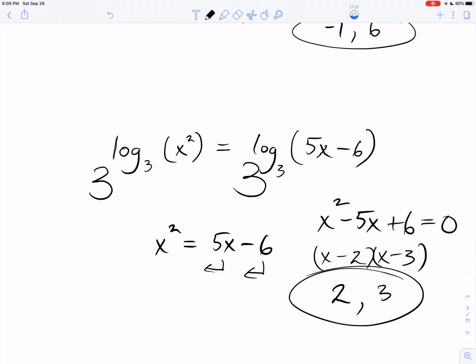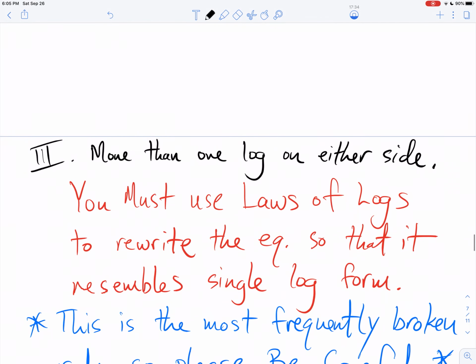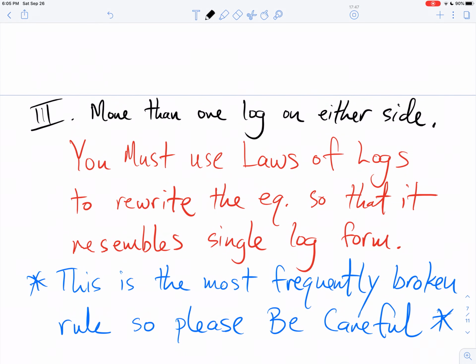So here's the deal with this. I can get different answers. I can get more than one answer. It's okay. Now let's look at the thing that people mess up more than anything else that I teach all year. Okay, it says Roman numeral 3. Roman numeral 3, more than 1 log on either side. Okay, when this occurs, you must use laws of logs to rewrite the equation so that it resembles single log form.